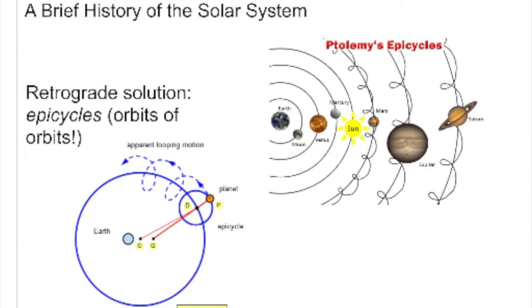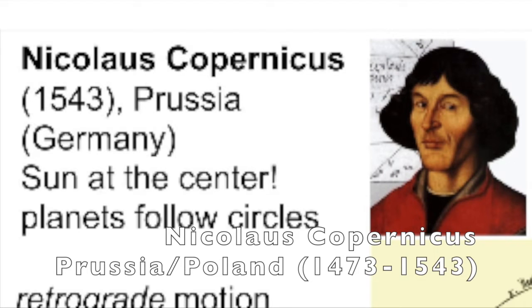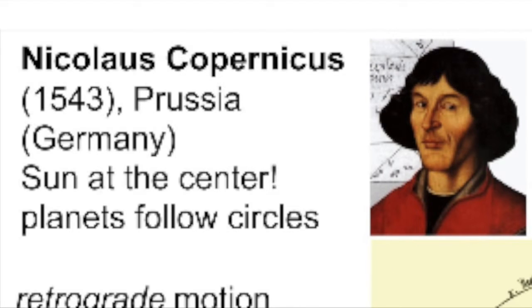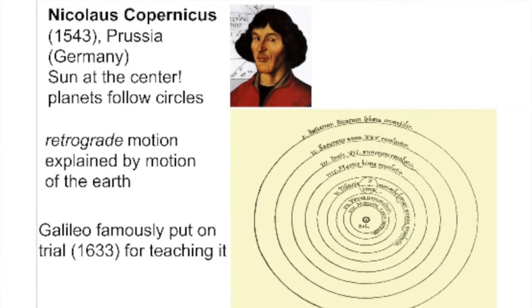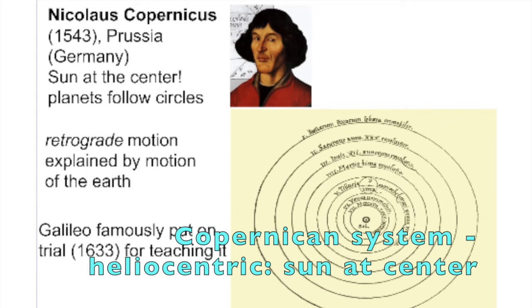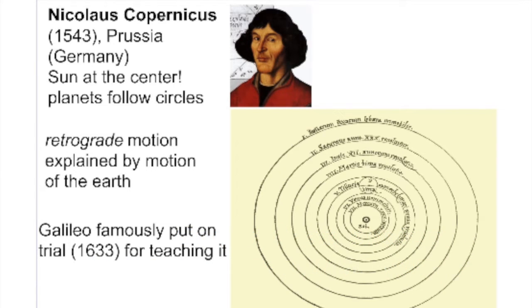Of course, in the 16th century, a guy by the name of Nicholas Copernicus, who was in Prussia, which we now call Germany, had the idea of putting the sun at the center, and the planets just follow circles, and you can explain the retrograde motion in terms of the relative motion of the Earth. If you look at Mars, for example, and it appears to move backwards in the sky from where it had been going, you can account for it by just saying, well, it got passed by the Earth, and so it looked like it went backwards, but actually it didn't. So it's all relative motion. In the Copernican system of the heliocentric solar system, the sun being at the center, Galileo is famously put on trial for teaching it, having gotten afoul of the Catholic Church.